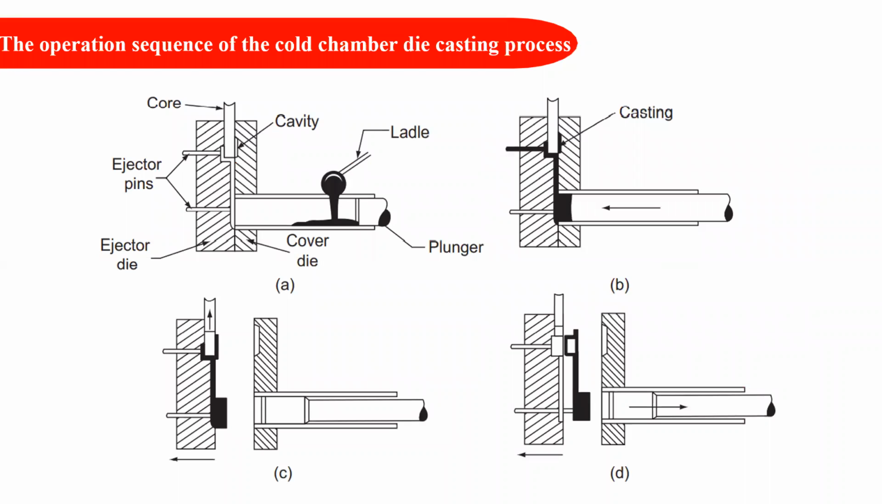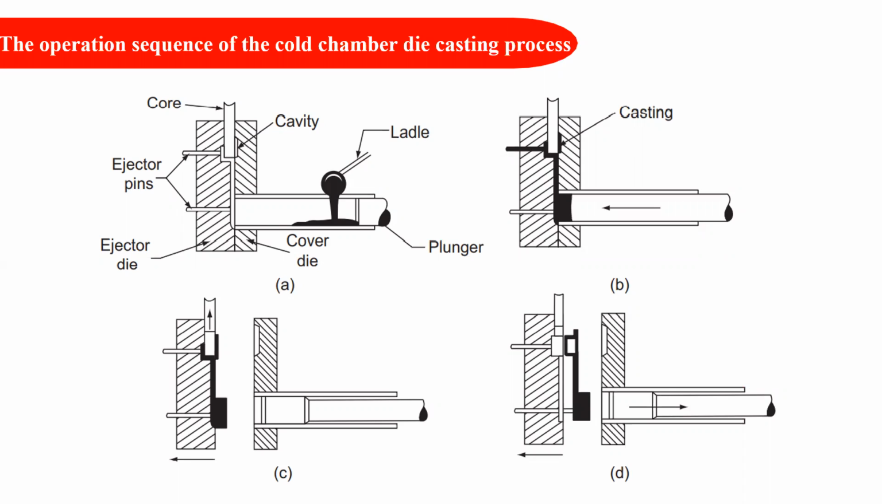That is the first point. In the hot chamber die casting process, the low melting alloys like zinc, lead, and tin are cast. In the cold chamber die casting process, the higher melting temperature alloys like aluminum and brass are cast.